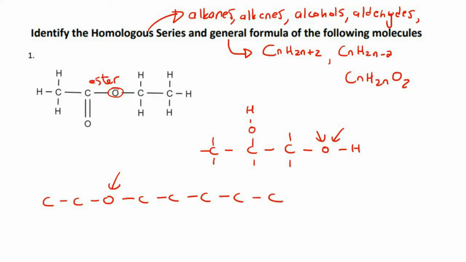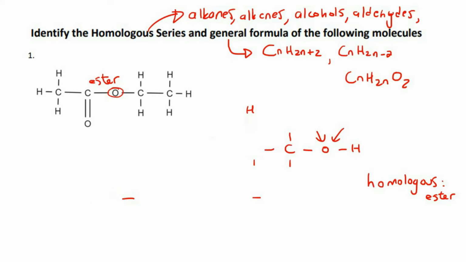So the homologous series was an ester. Good. Now we're going to look at the general formula. I know you don't want to always have to memorize everything, though you can if you want to; I don't think it would be that bad. But if you get stuck, here is what I would tell you to do: just look at how many of each thing there are.